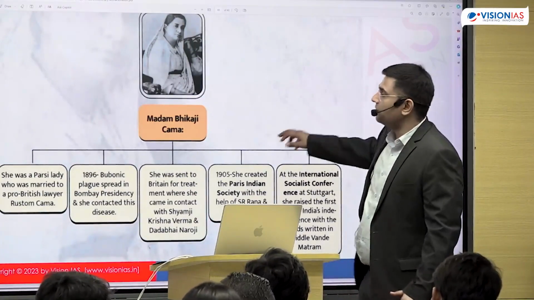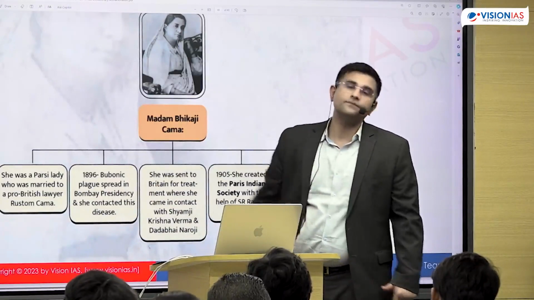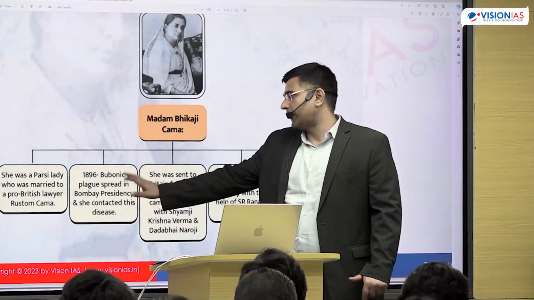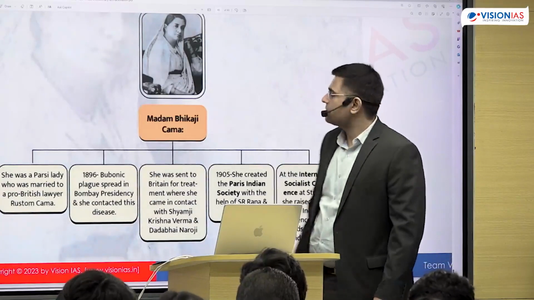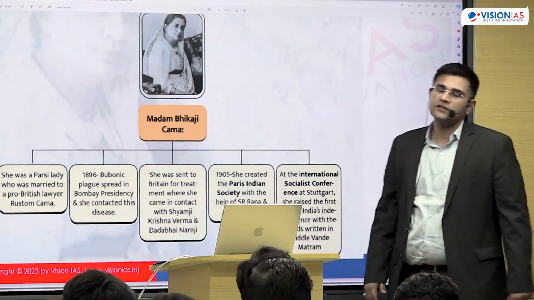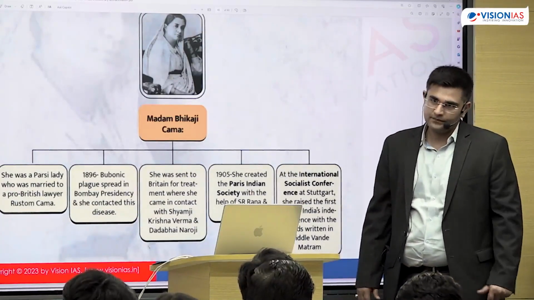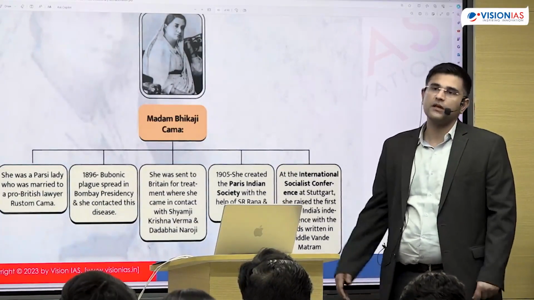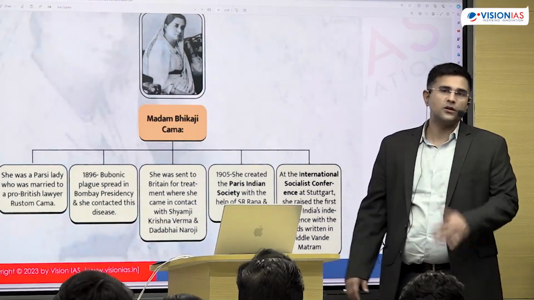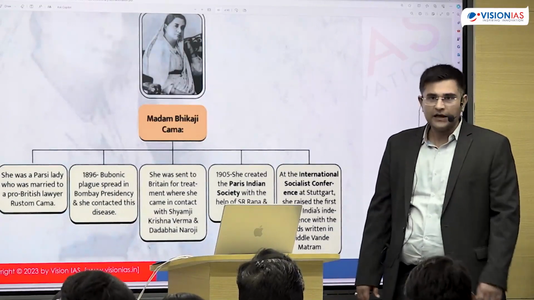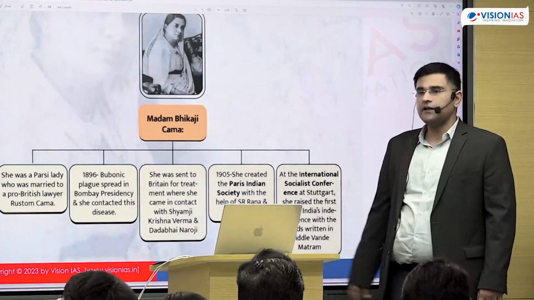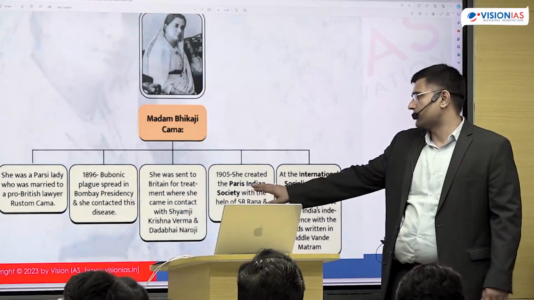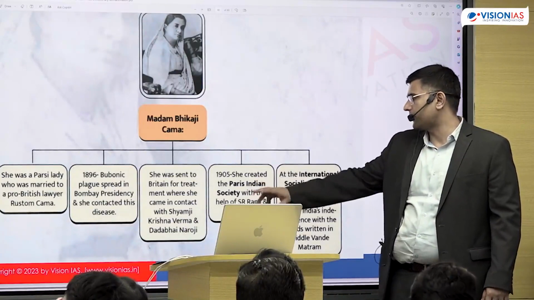Anyways, she also jumped in to do relief like Bal Gangadhar Tilak and others, and she also caught the plague. After that she went to Britain for treatment, but she never came back. There she got in touch with revolutionaries like Shyamji Krishna Varma of London. Dadabhai Naoroji is not a revolutionary, he is a conservative and a moderate. But she stayed there and became part of the revolutionary group, and she coordinated revolutionaries like Savarkar, etc.